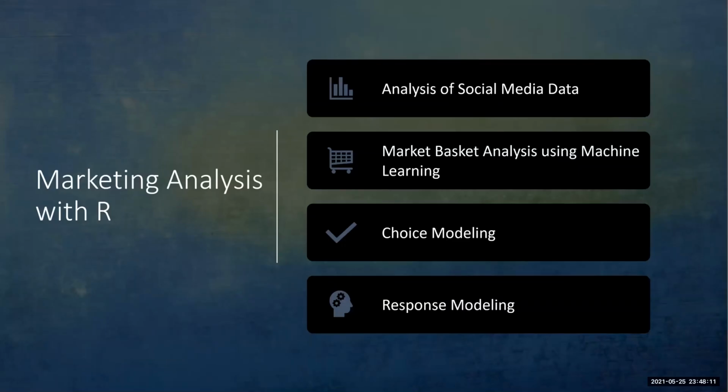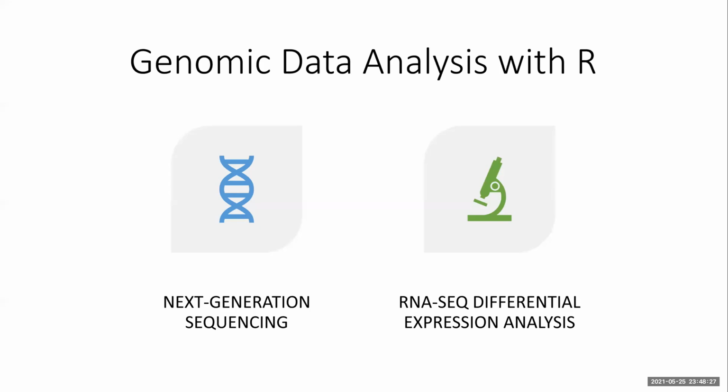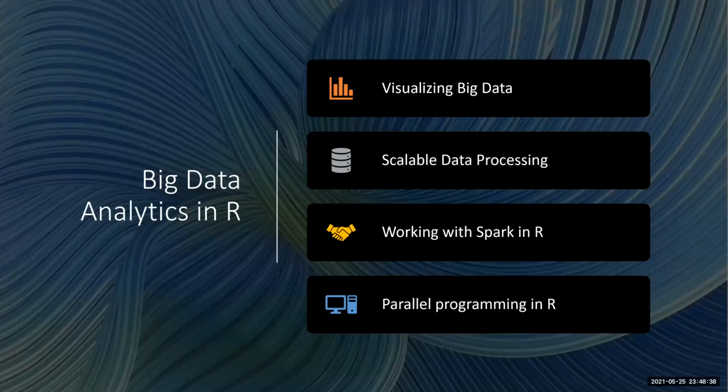Marketing analysis using R can be used to analyze social media data. It can also be used to do market basket analysis using machine learning. We can also perform choice and response modeling using R. R can also be used for genomic data analysis to perform next generation sequencing and RNA sequence differential expression analysis.